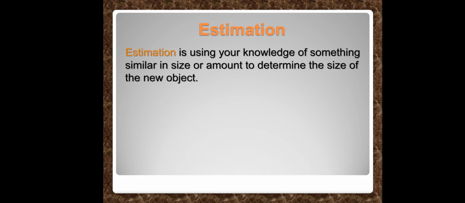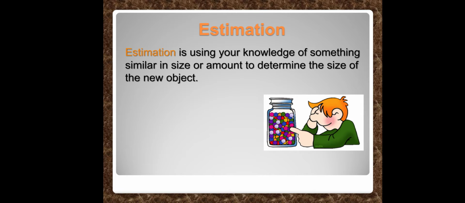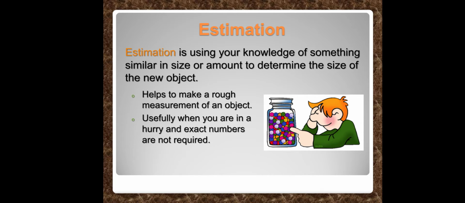Estimation. Estimation is using your knowledge of something similar in size or amount to determine the size of the new object. It helps to make a rough measurement of an object. It is useful when you are in a hurry and exact numbers are not required.